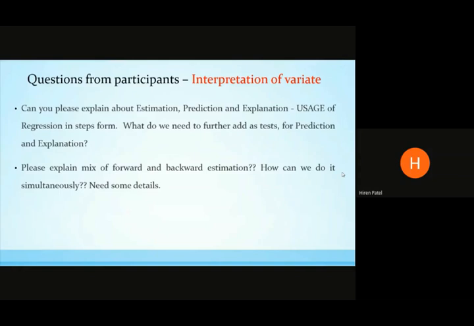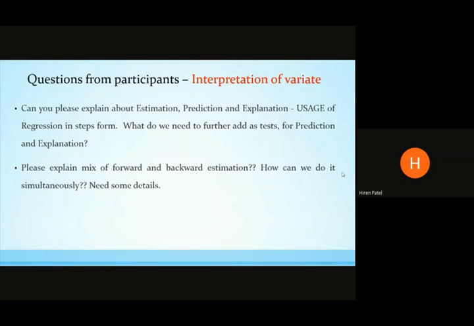Moving further with interpretation of variate. Our next step was interpretation of variate, and these are some of the questions for that. Can you please explain about the estimate, prediction, and explanation? Usage of regression in step forms. What do we need to further add as a test for prediction and explanation? There is nothing to be added as a test or anything for these three. These three are just the objectives to run the multiple regression. With what objective are we running the multiple regression?